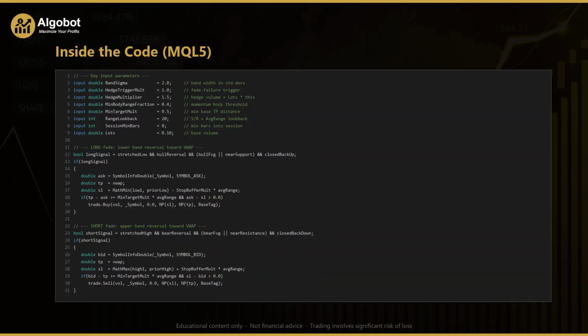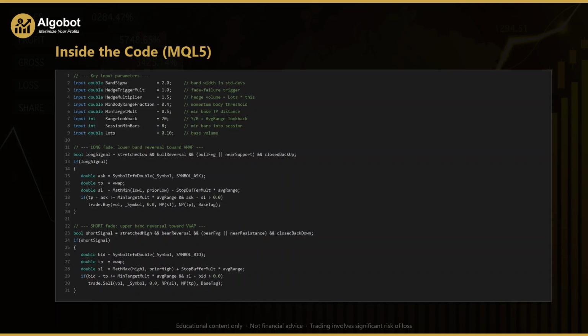Let's look at the actual MQL5 code, the way it appears in MetaEditor. At the top, you can see the key input parameters. BandSigma, set to 2, controls how wide the deviation bands sit around Vwap. The hedge trigger and hedge multiplier govern the protective hedge. The minimum body range fraction defines what counts as a momentum candle, and the minimum target multiple sets how far Vwap must be before a trade is worth taking.